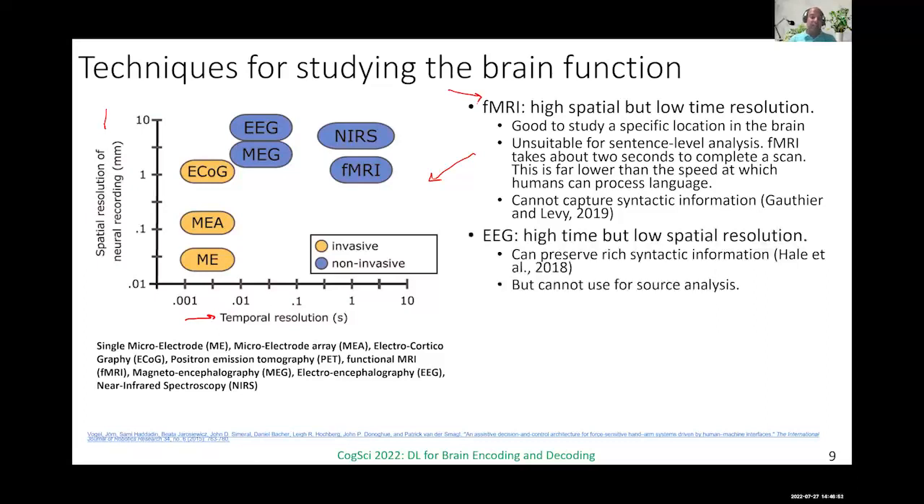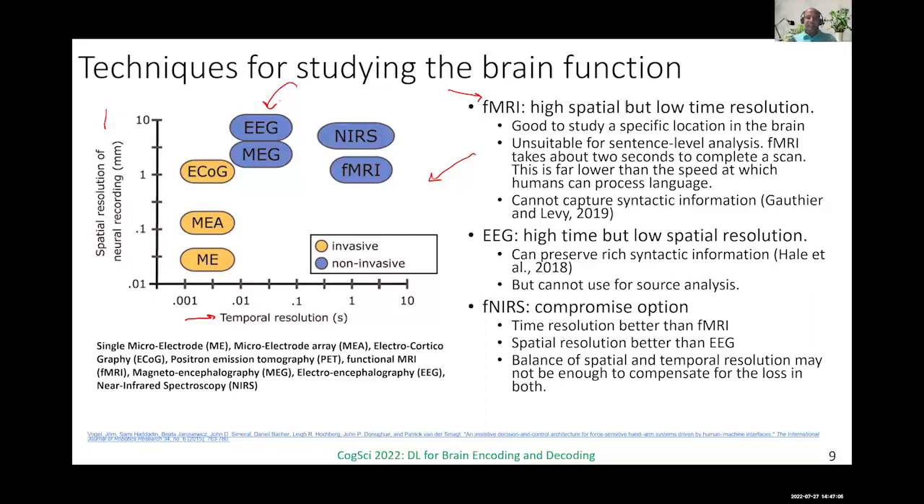On the other hand, you have EEG, which has high time resolution but low spatial resolution. It can preserve very rich syntactic information, but cannot be used for source analysis, unlike fMRI. As a compromise option, you have NIRS and fNIRS, where the time resolution is better than fMRI and the spatial resolution is better than EEG, so it's a good balance between the two. However, many people think that while striking this balance, it cannot compensate for the loss in both of them. You can still study the cortical areas, but cannot study the subcortical areas.